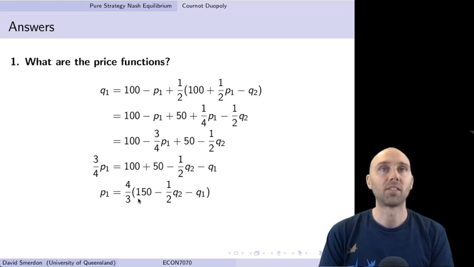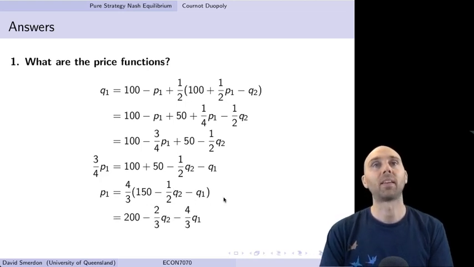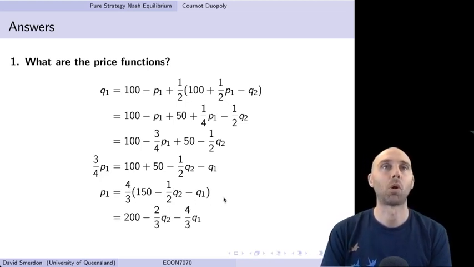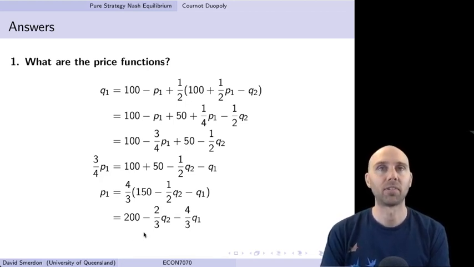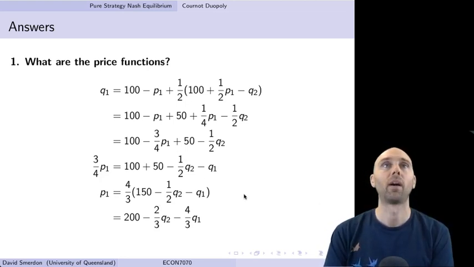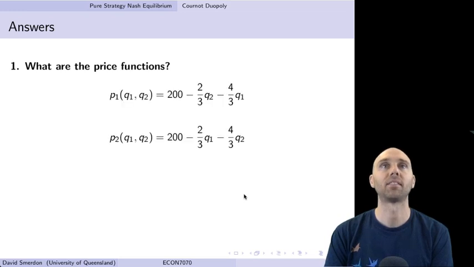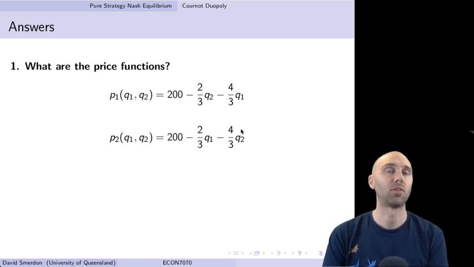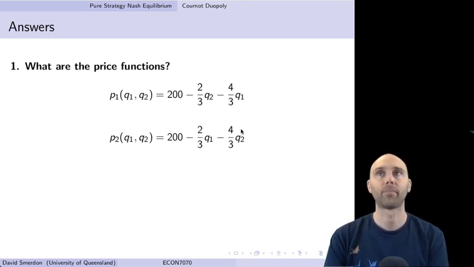Do a little bit of simplification and we get something that is not quite as messy as what we had before. P1 is equal to 200 minus 2/3 Q2 minus 4/3 Q1. So what are the price functions? The answers are symmetrical, again, just changing the Q1s to Q2s and vice versa. How did you go? Did you get it?